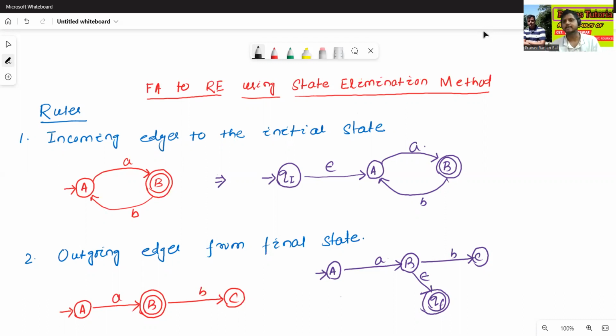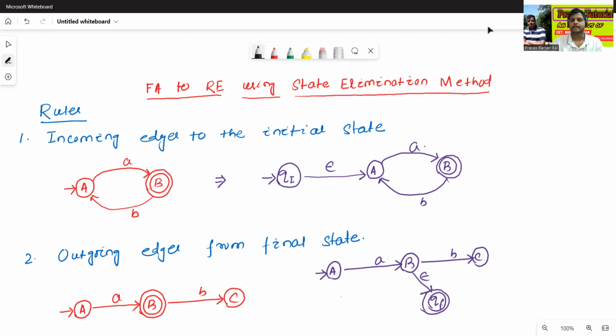We have already discussed how to construct a regular expression from finite automata using Arden's theorem. We have discussed so many examples in the previous classes. From today's class onwards, we'll discuss the state elimination method to construct regular expression from finite automata.